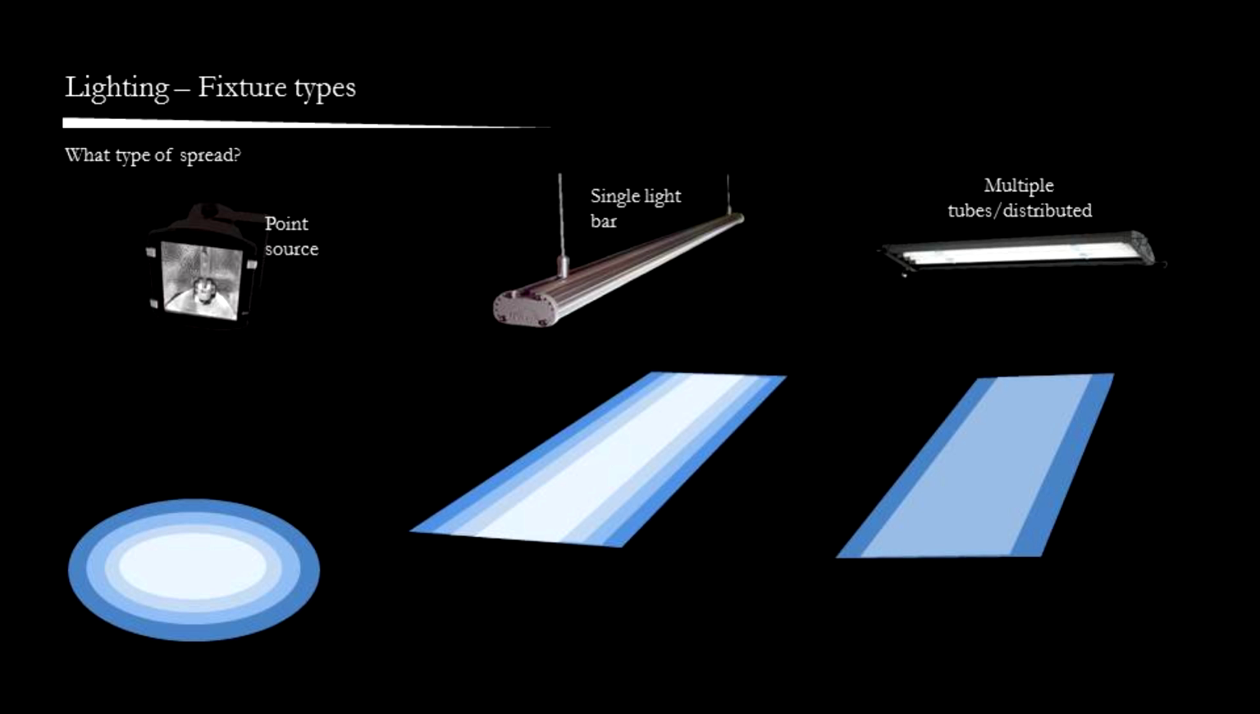Arguably, the fixtures that will have the most even kind of spread will be fixtures that use multiple sources of light, so for example an array of T5 tubes or LED arrays. Such fixtures are often unpopular among aquarists because they are more bulky. However, they offer the most even form of illumination for a tank.